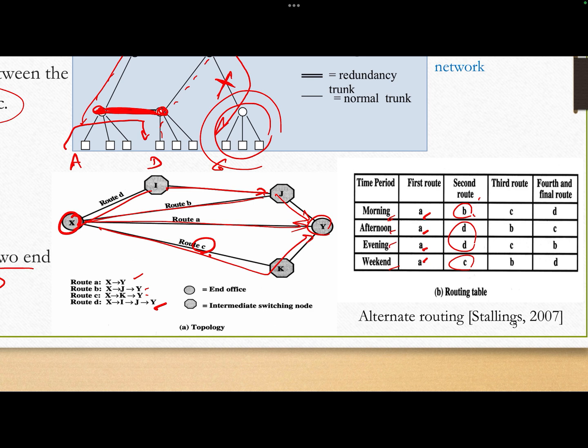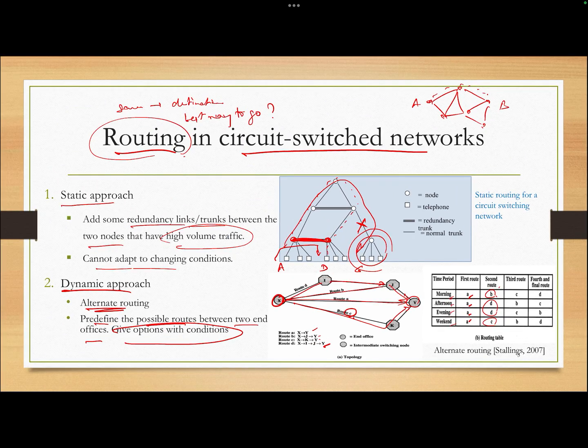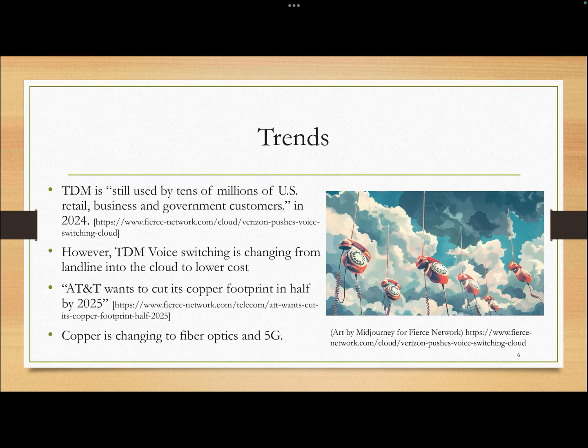Think about driving a car. Coming to Kasetsart, maybe if you come in the morning, going this way is better. In the afternoon, this way maybe faster. Okay, that's it for routing in circuit switching, very quick. Let's look at the trends.